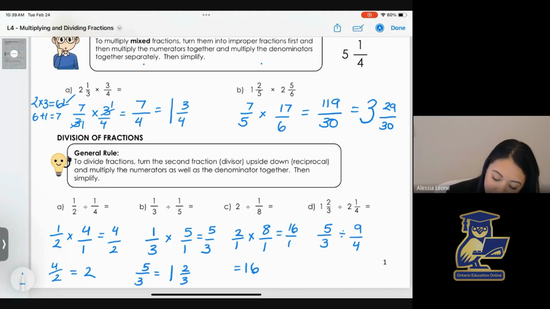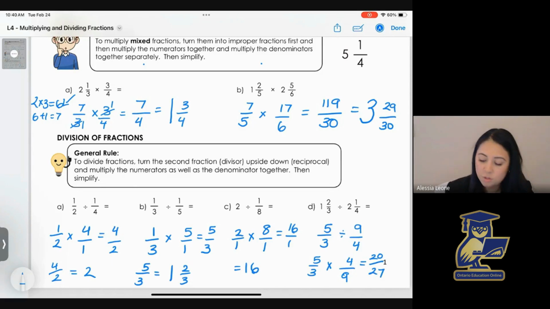Now we have to keep our first fraction. We're going to flip our second fraction and multiply. So our answer will be 20/27. 5 times 4 is 20. 3 times 9 is 27. And will we simplify that any further? The answer is no, we will not.